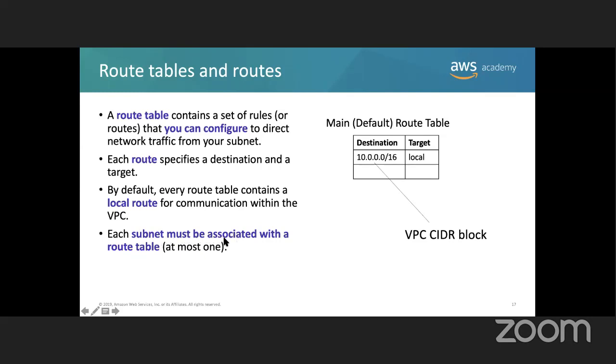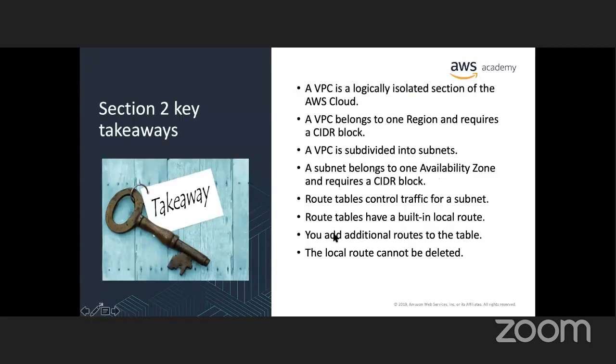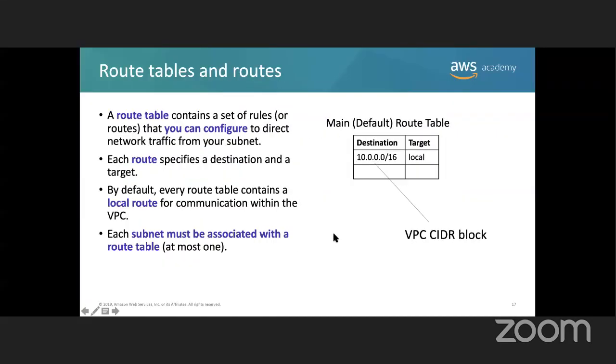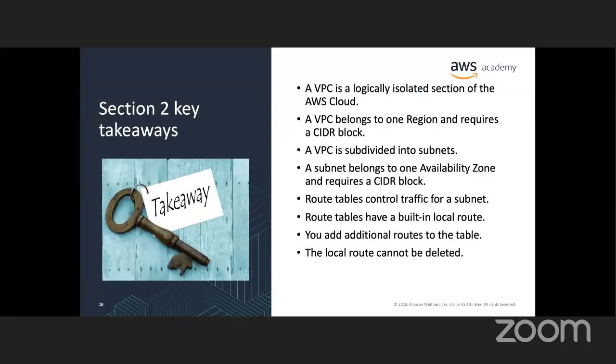So each subnet must be associated with a route table, at most one. Only one route table per subnet. And it says must, so it's not optional, because there has to be traffic inside that subnet. And the route table is the one that has that definition, the destination and the target. Okay. You can add entries. You can have your own customized route table and add entries as you wish, coming from different places inside that VPC.